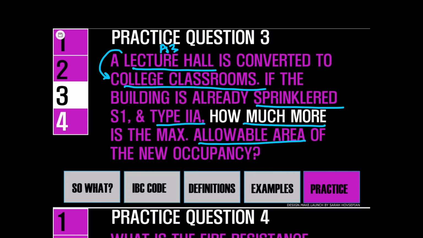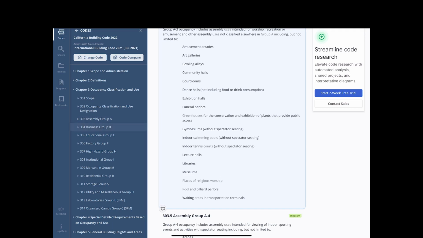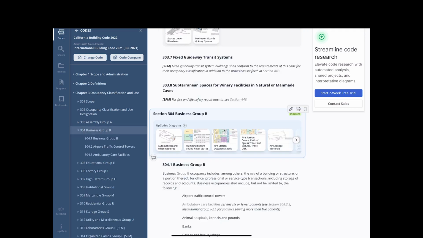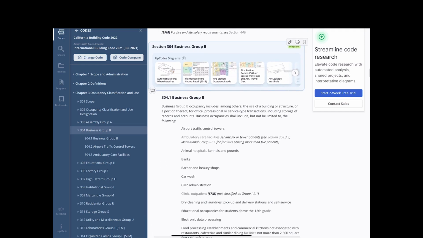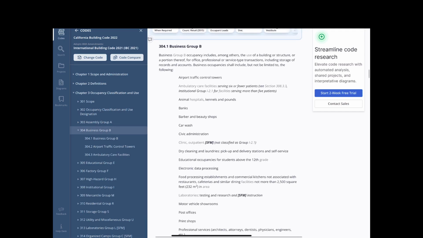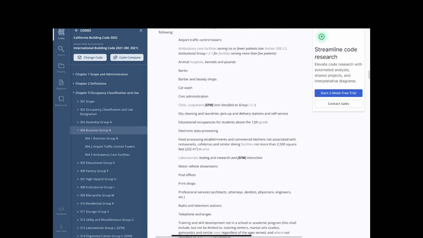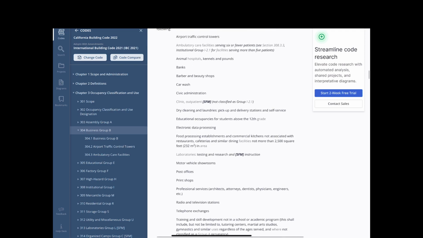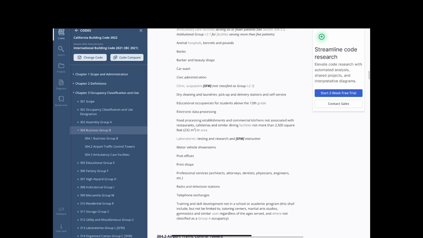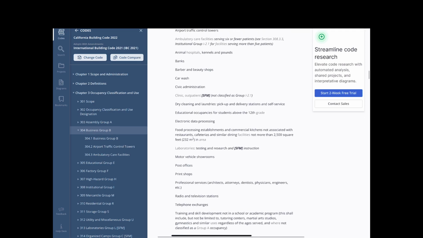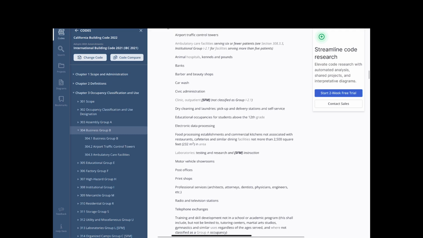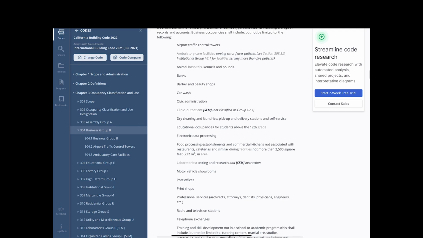So we'll just go to group B in the code and verify this information. If we go to group B, I'm going to click on the group B drop down, and let's see what it says. The use of a building for office, professional, or service type transactions, storage, etc. All right, I'm going to read through this list. Let's see if it says anything specific to educational. There it is. In the middle of our list, there is educational occupancies for students above the 12th grade. That would be considered a B.